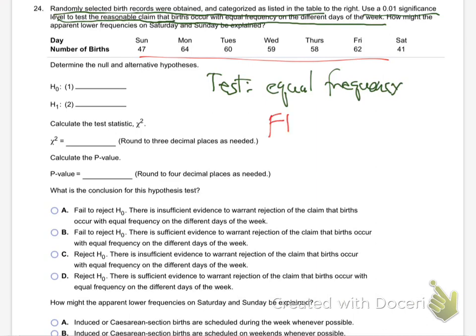So final exam notes number 20. So you're looking for buzzwords like equal frequency. And now why did I grab those? There's a lot of words up there. Well, it says claim. Equal. I always look at what's next to the word claim. Claim that births occur with equal frequency. That's what keyed me in, right?